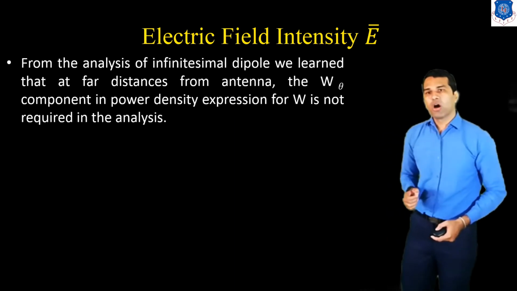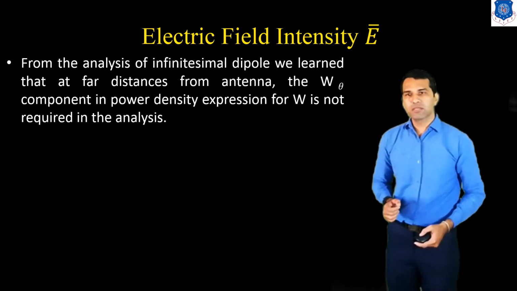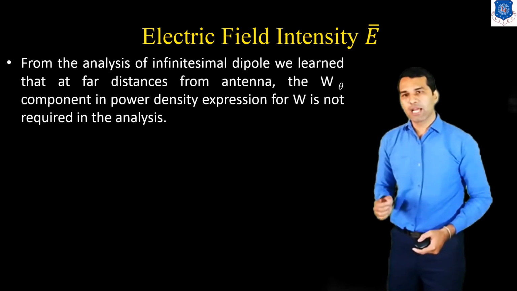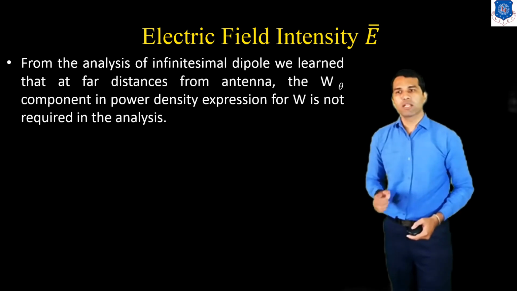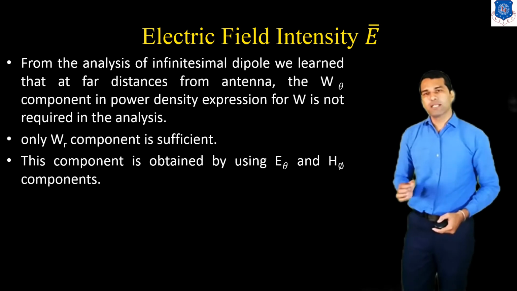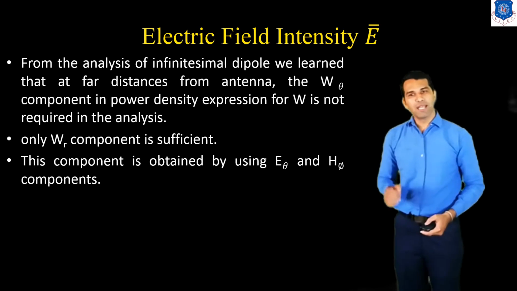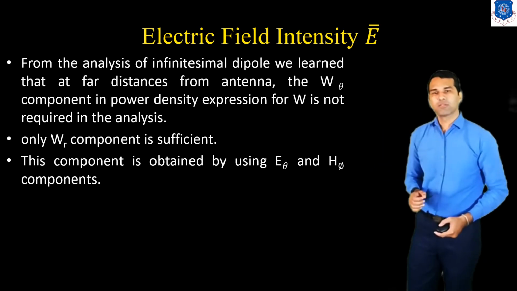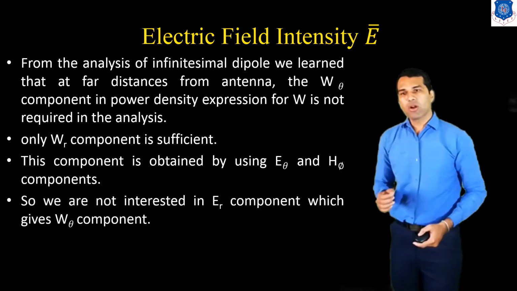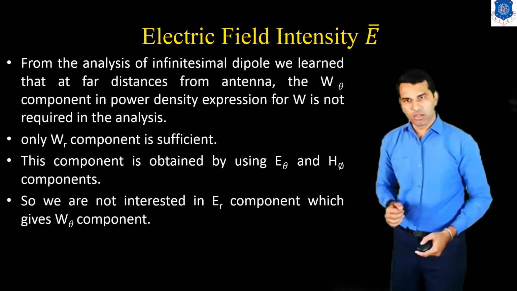From the analysis of the infinitesimal dipole, we learned that at a far distance from the antenna, the W theta component in the power density expression is not required in the analysis. Only the W R component is sufficient. This component is obtained by using the E theta and H phi components. So we are not interested in the E R component, which gives the W theta component.